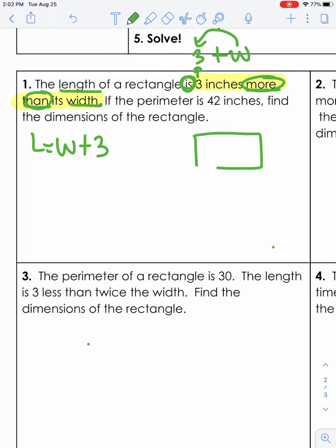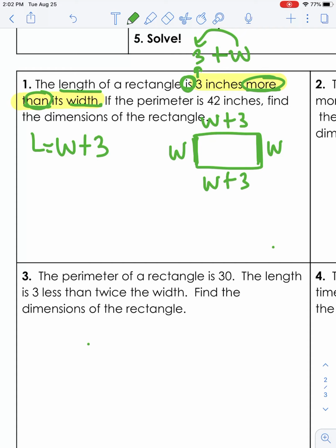So if we were to draw a picture, we can let this top part be W plus 3, the length. In a rectangle, we have opposite sides that are the same. So the other side across from W plus 3 is also W plus 3. We have 2 remaining sides to fill out in our picture. The other 2 sides are considered the width, which is just W.